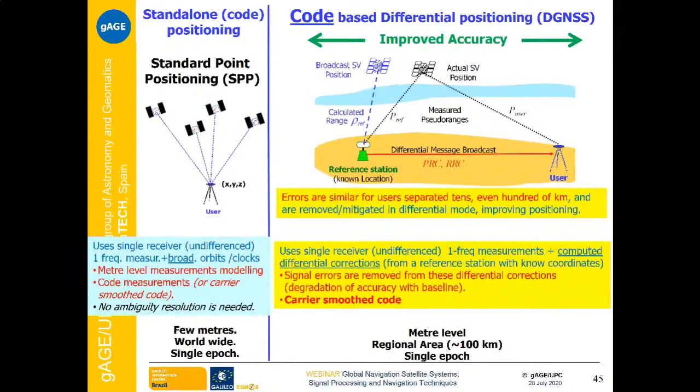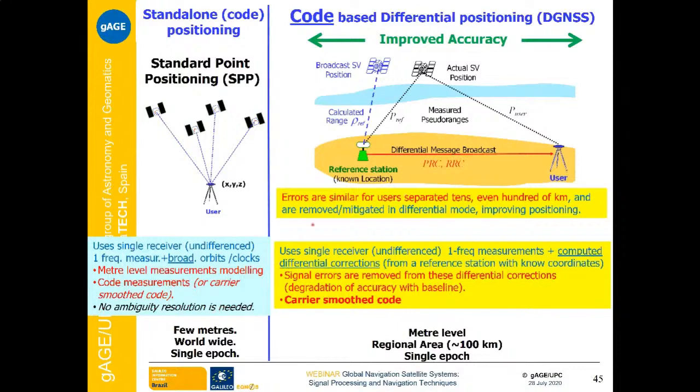In the standalone positioning, we use a single receiver, single frequency, and we use broadcast orbits and clocks. Let's say we use the orbits and clocks broadcast by the satellite. We don't need any additional service provided. We don't need any additional reference station. The modeling must be at the meter level. We use code measurements or carrier smoothed code in order to smooth the code and reduce the code noise. No ambiguity fixing is needed because we are using code.